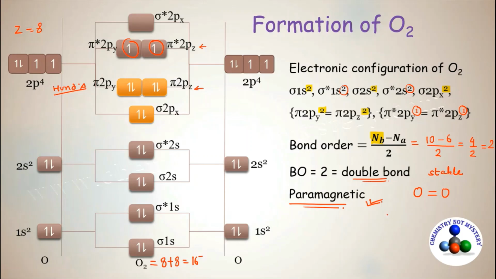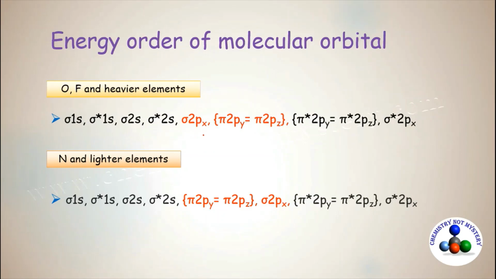I hope now you understand molecular orbital theory. And here I have summarized the energy order for lighter and heavier elements. And this is the only difference between both of them.